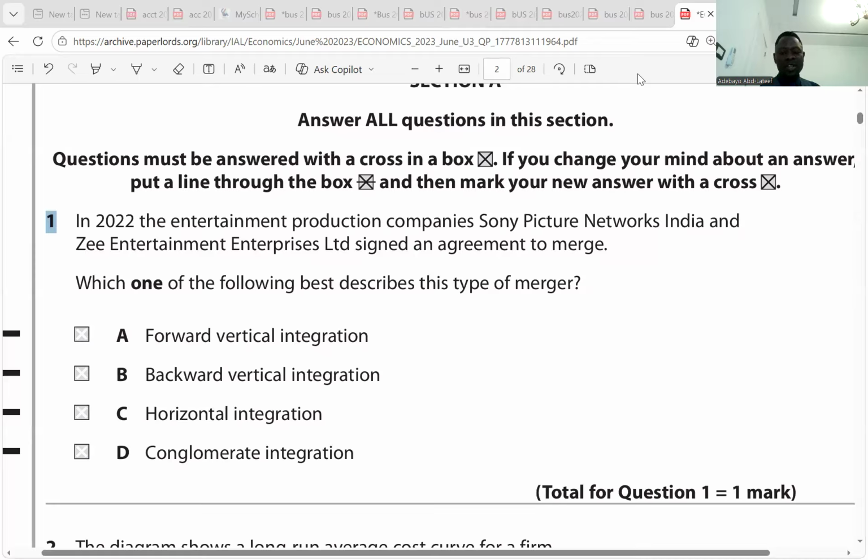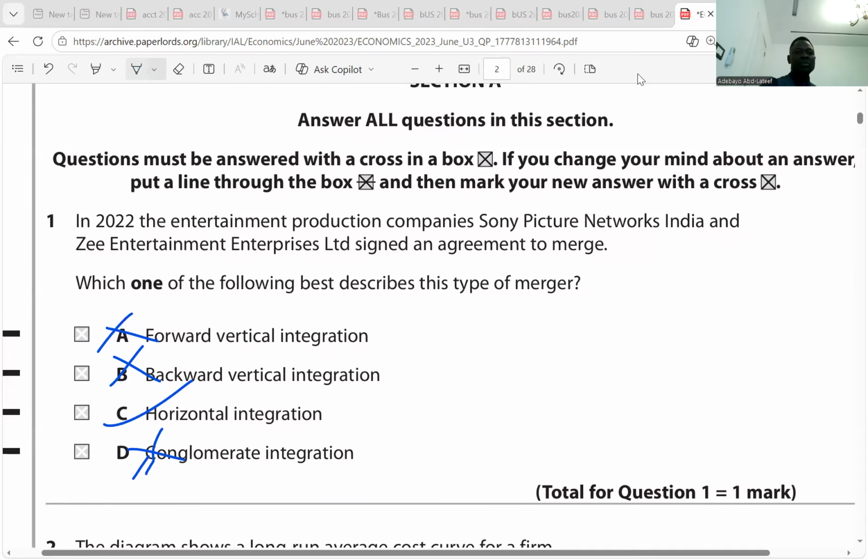And forward vertical integration simply means the integration is closer to consumers. And backward vertical integration simply means the integration is closer to resources. So it's not A and it's not B. Then let's look at C. Yes, it's horizontal integration, because horizontal integration occurs when integration happens at the same level of production. So it is C. Then option D, conglomerate integration, occurs when firms diversify or spread their risk. So it's not D. So for question 1, it is C.